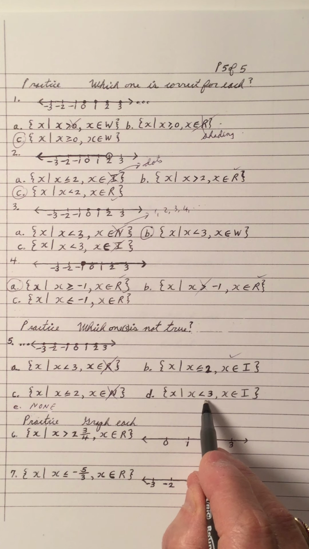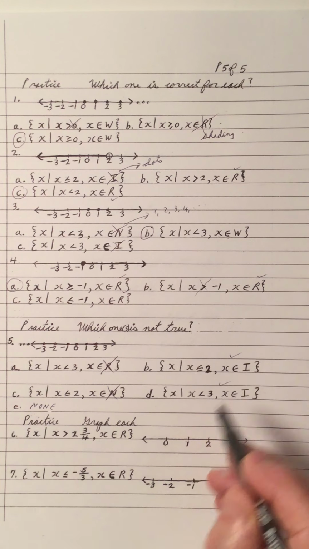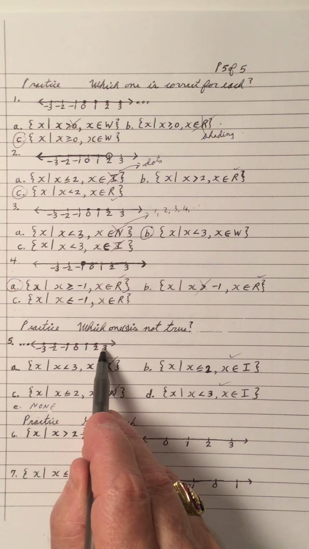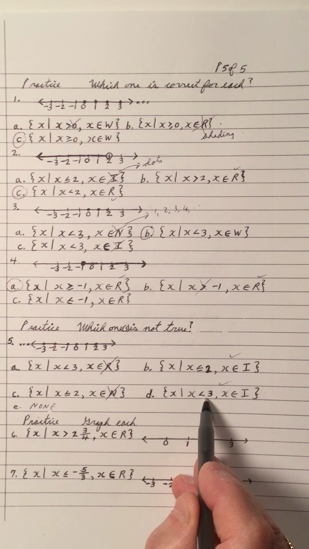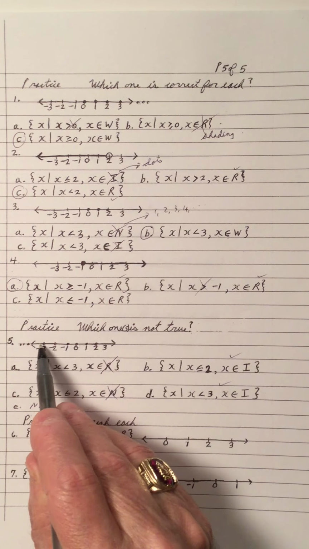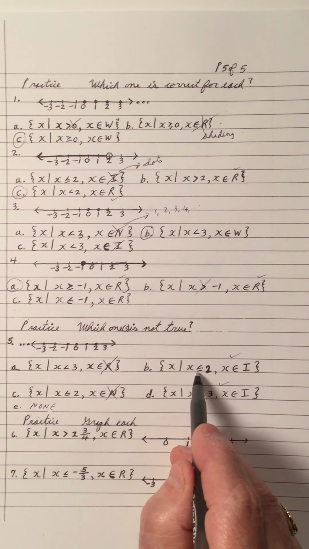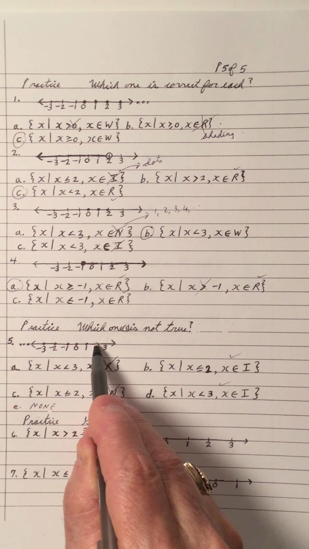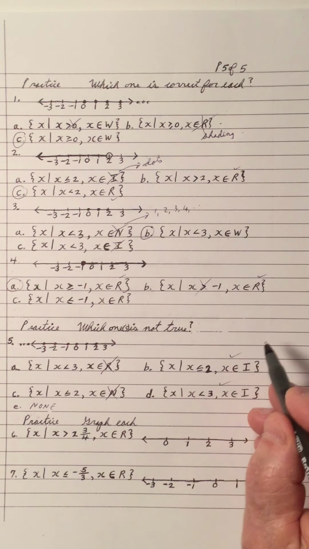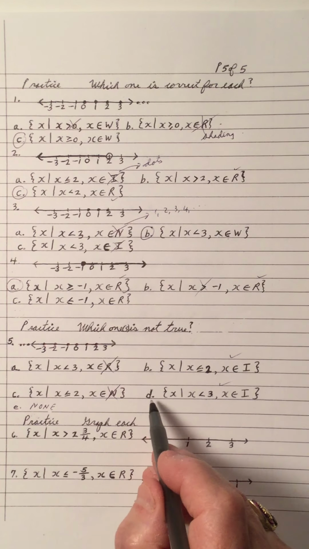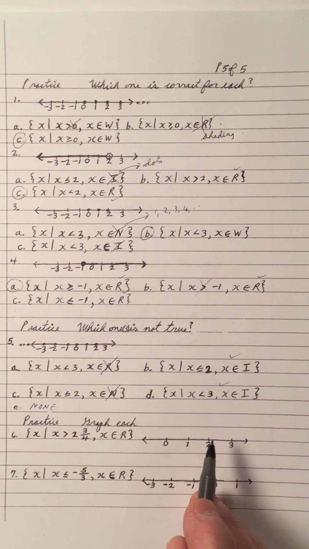What about less than 3? That one is true. The integers less than 3 means 3 is not included. So if 3 is not included, I can have 2, 1, 0, etc. So that one is true. And equal to 2, right? Equal to 2, 2 is included, and it's going left. So there's two answers that are correct for this one. B and D are both true.